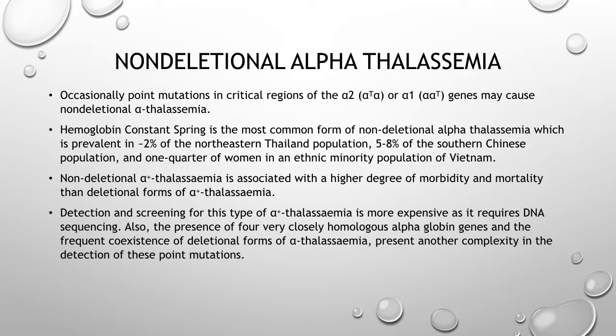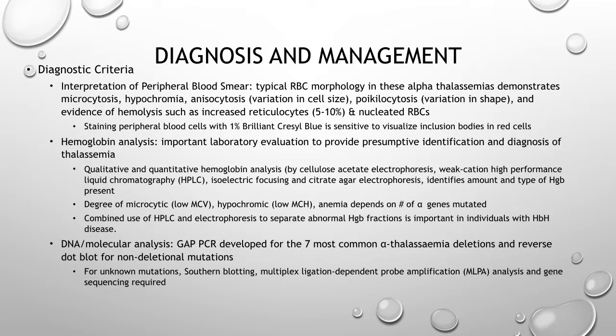Non-deletional alpha-plus thalassemia is associated with a higher degree of morbidity and mortality than deletional forms of alpha-plus thalassemia. Detection and screening for this type of alpha-plus thalassemia is more expensive as it requires DNA sequencing. The presence of 4 very closely homologous alpha globin genes and the frequent coexistence of deletional forms of alpha thalassemia present another complexity in the detection of these point mutations. So we move forward to the diagnosis and management.